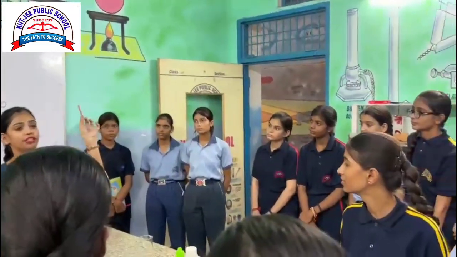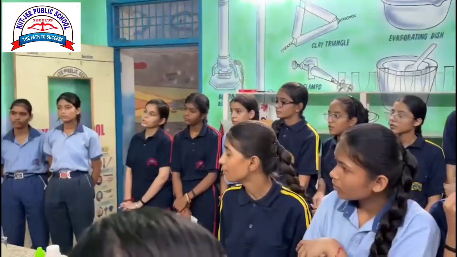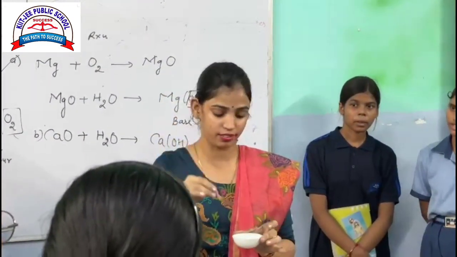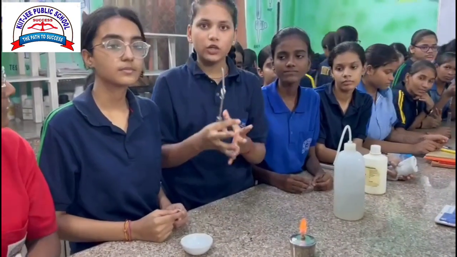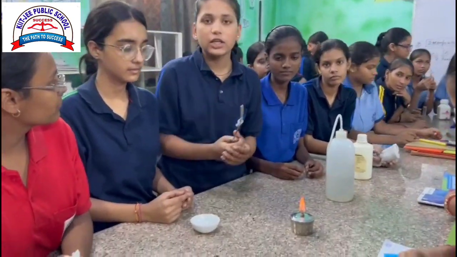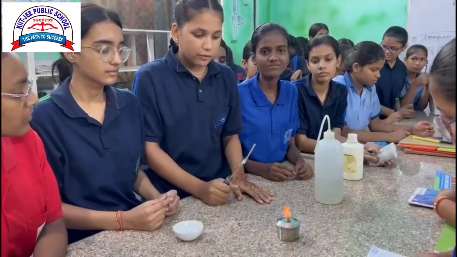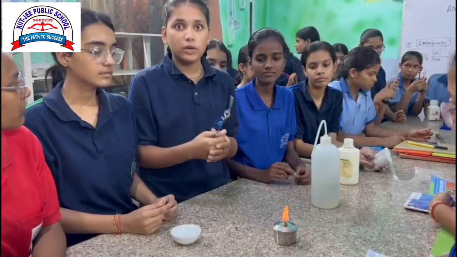If red litmus turns blue, that means it is basic. So basically we are doing combination reaction in which two or more reactants form a single product. So basically we are making magnesium oxide.